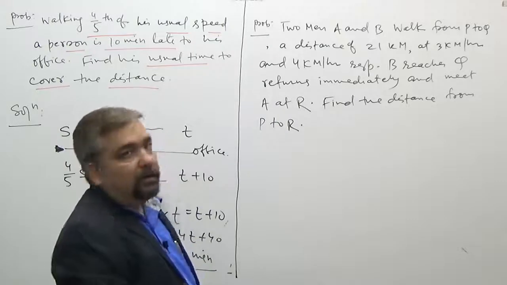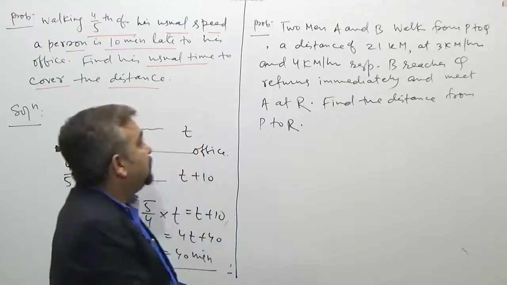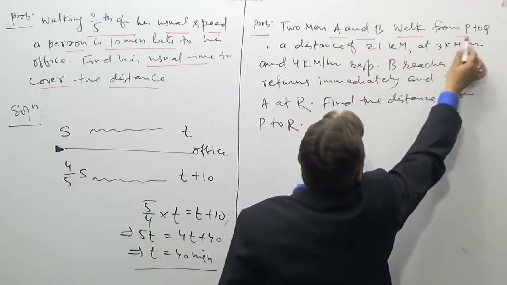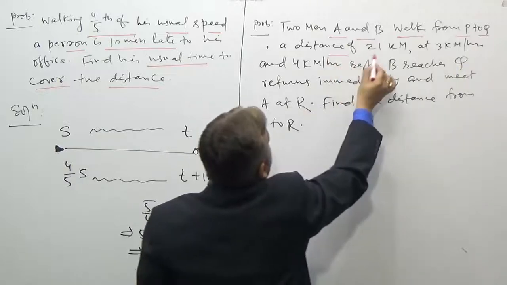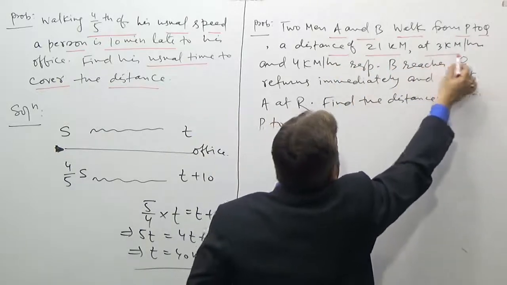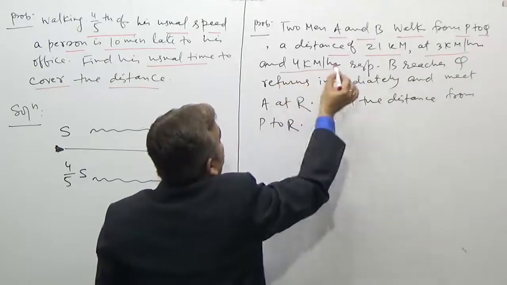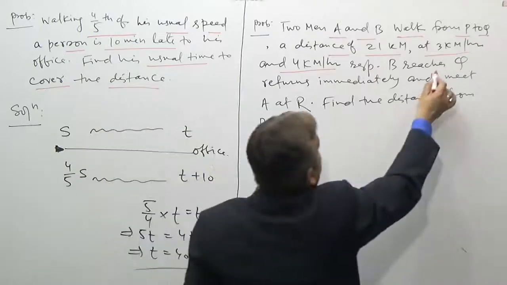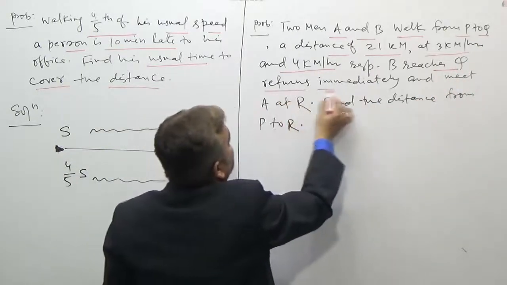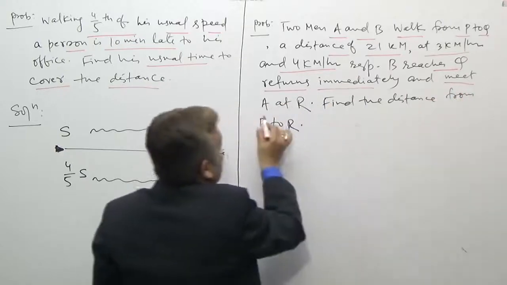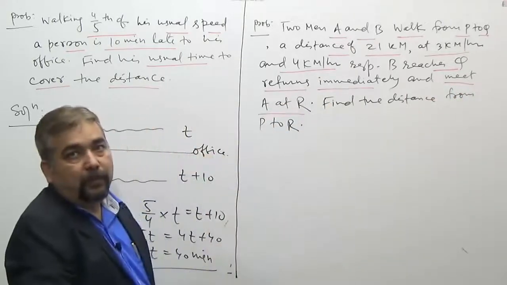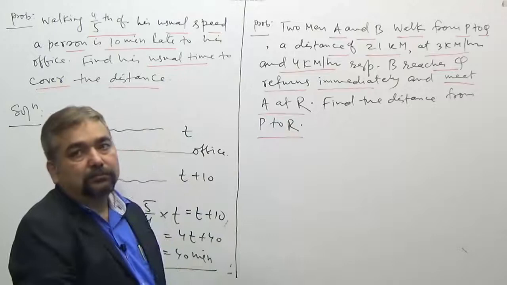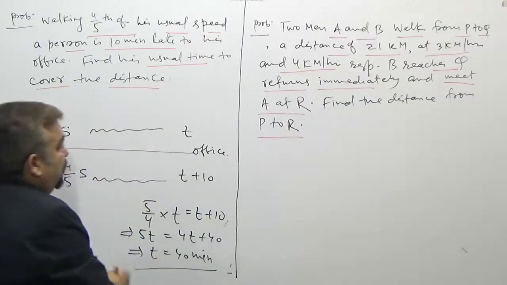I will solve this question with the help of ratio. How? You can see. Two men A and B walk from P to Q, a distance of 21 km, at 3 km per hour and 4 km per hour respectively. B reaches Q, returns immediately, and meets A at R. Find the distance from P to R. The solution is like this.